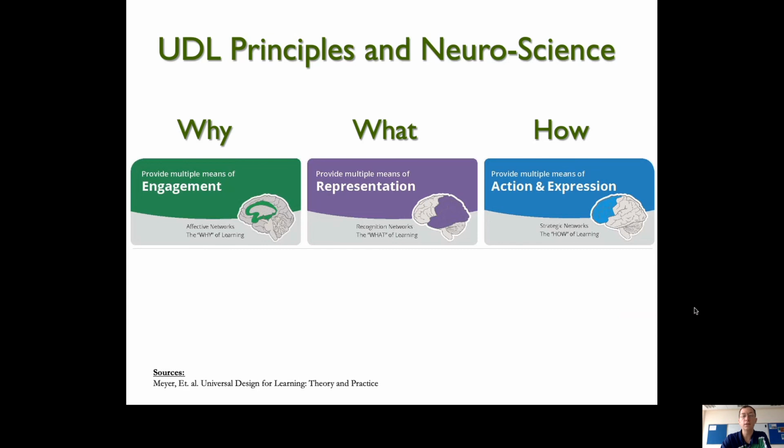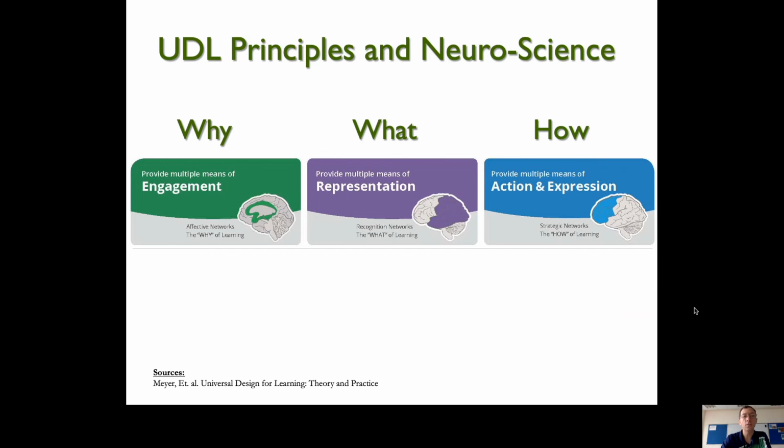So this first aspect of the different pillars of universal design for learning, what they call the principles, are the why, the what, and the how of learning. And so the why of learning is really about our emotional network, our affective network. And you can see the green circle, which represents the inner core of the brain around the amygdala, for example, where we know a lot of our emotions are processed.